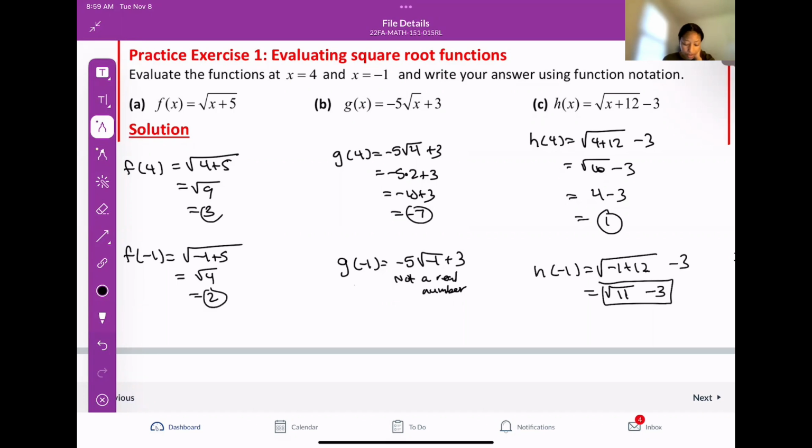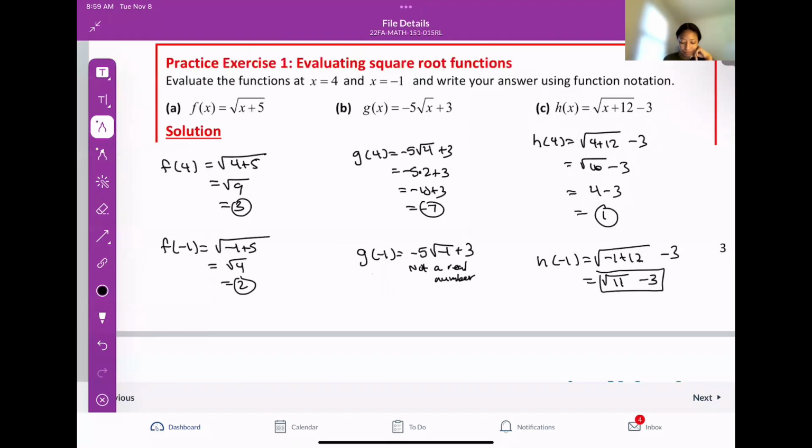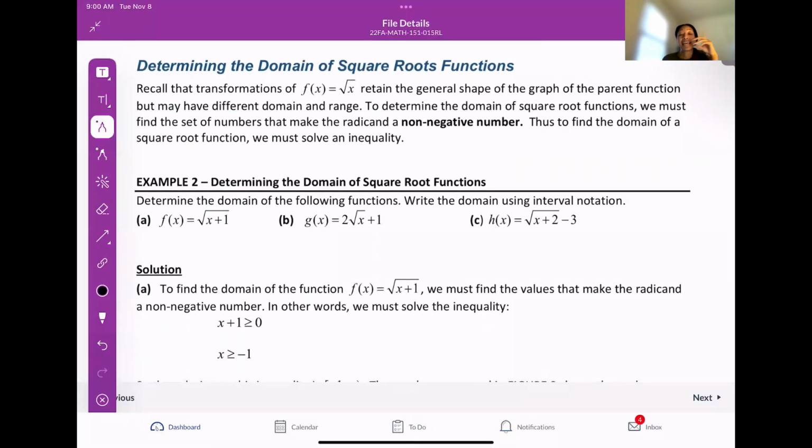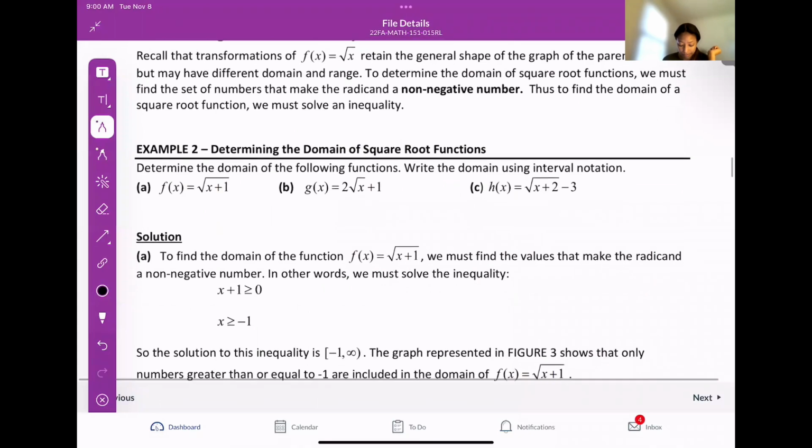All right, so we evaluate square root functions and cube root functions, which we're going to talk about next, the same way that we evaluate any function. Plug in the number that you're given for x and simplify. All right, determining the domain of a square root function. As I have just mentioned, we cannot take the square root of a negative number. So that means that whatever is under the radicand has to be greater than or equal to 0. That's how we find the domain of a square root function. Take the radicand, set it greater than or equal to 0, and solve for x.